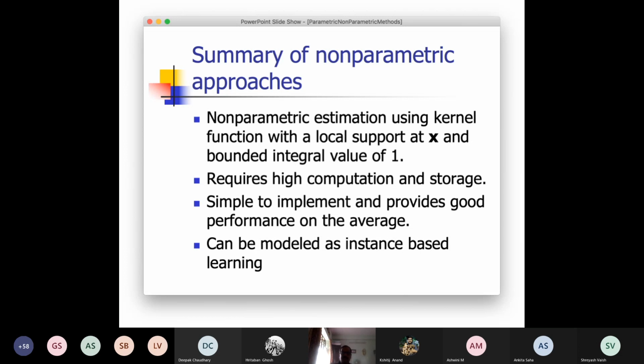So it can be modeled as instance-based learning. With this, as you see, it is possible to use it in regression as well. So with this topic, we have covered it, and if there are any questions, let me know.